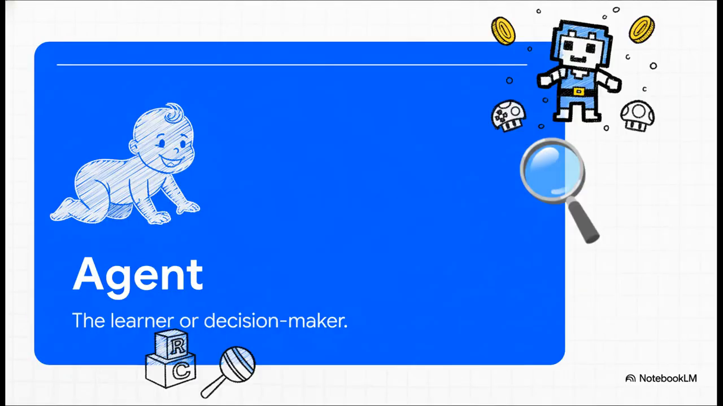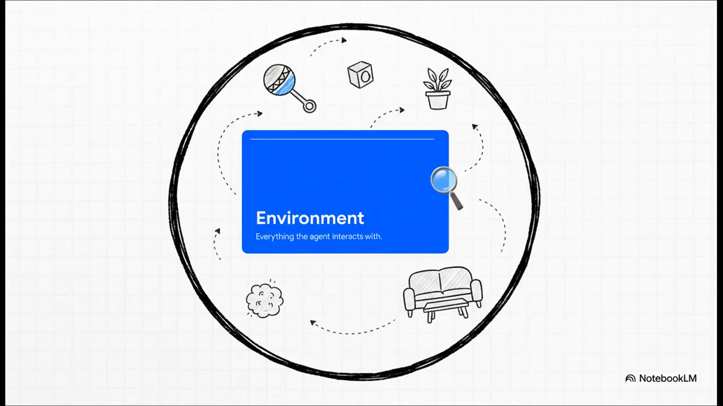So in reinforcement learning, you have three key parts. The first is the agent. That's the learner, the one making the decisions. So in our little story, the baby is the agent. The agent then lives inside of an environment. That's literally everything it can interact with. For the baby, the environment is the living room, the floor, the coffee table it can bump into, you name it.